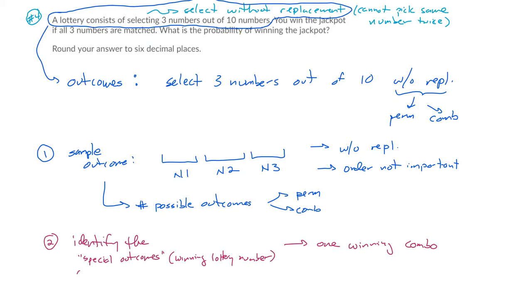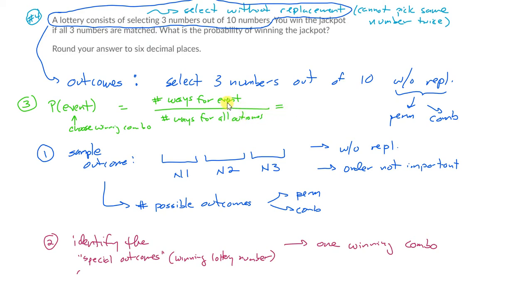Okay, and now step 3, I'm kind of running out of room here. I guess I'll sneak step 3 in up here if you're okay with that. The probability of the event, which is choose the winning combo, is equal to what? The number of ways the event can happen, the number of outcomes for the event, divided by the number of ways for anything, for all outcomes. Well, the number of ways for the event of picking the winning lottery combination is, how many winning lottery combinations are there?